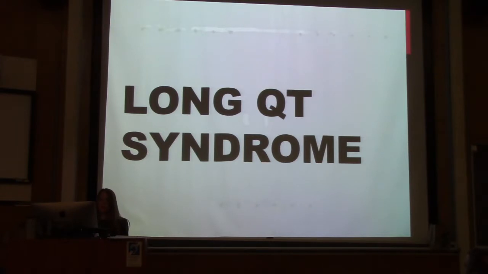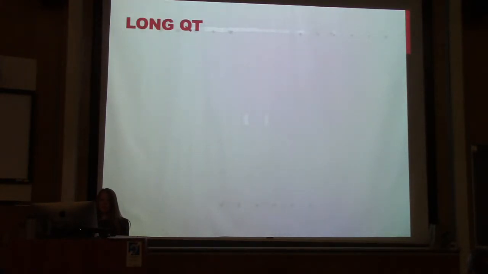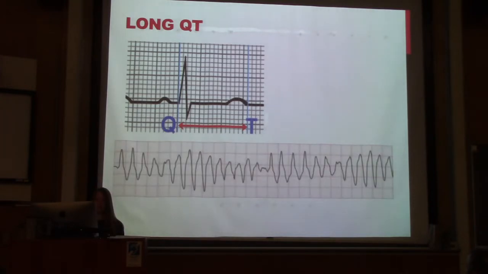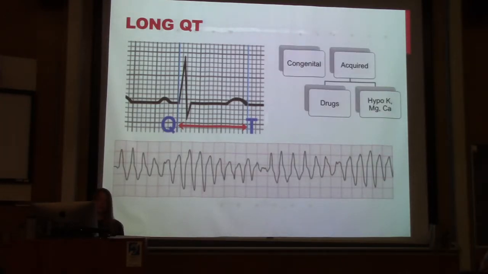So first up is long QT. Long QT syndrome is a disorder of myocardial repolarization. It results in QT prolongation on the EKG, and this can predispose to torsades. Long QT can be congenital, so you're born with it, or acquired. There's a really long list of drugs that can predispose you to long QT, and it can also develop from electrolyte disturbances, primarily low potassium, low magnesium, and low calcium.